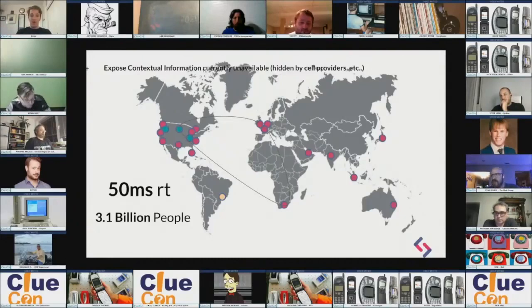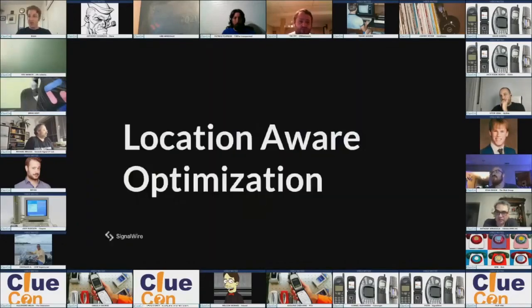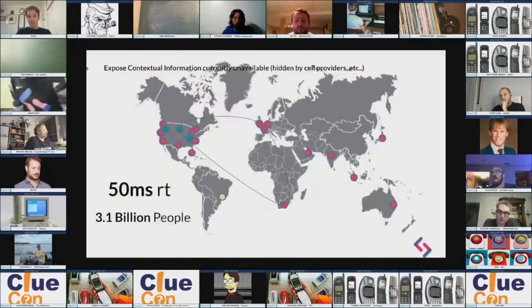We also have one node on Starlink. It's not listed on here, but we actually have a Starlink node that our COO set up. So SignalWire is on Starlink right now. You can get to it. It's very exciting, right? We're trying to push the boundaries of how all of these things tie together.